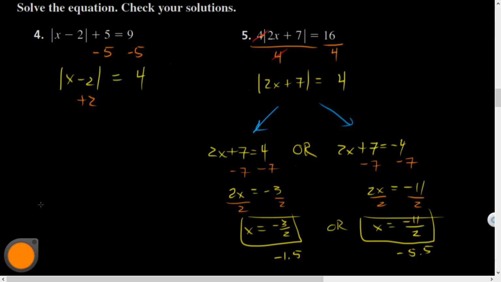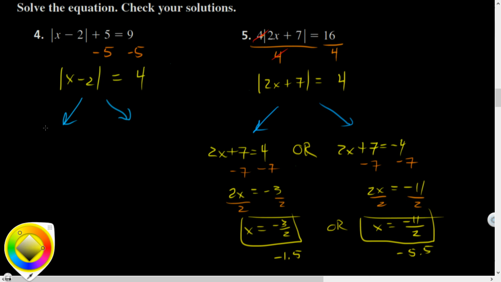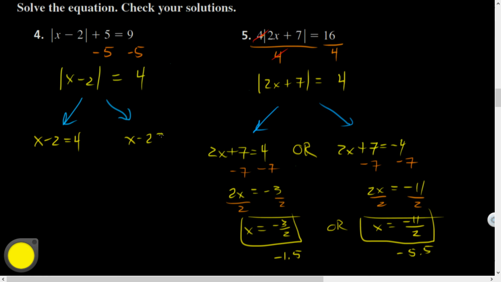Super illegal. I tricked you guys. I've got to break it up, right? Once I get the absolute value by itself, I break it into 2 cases. Either x minus 2 is 4, or x minus 2 is Bizarro World negative 4. This is like parallel universes here.